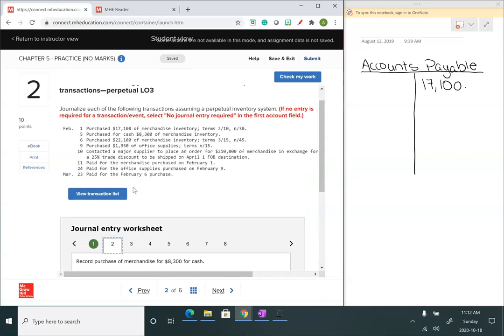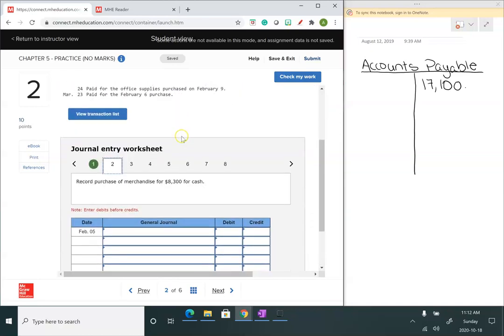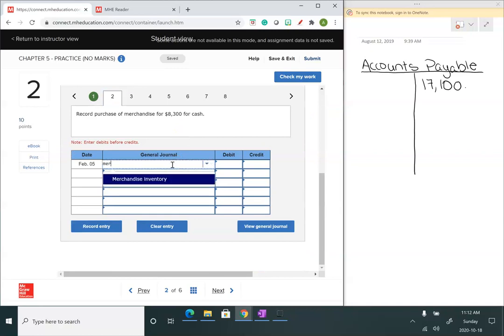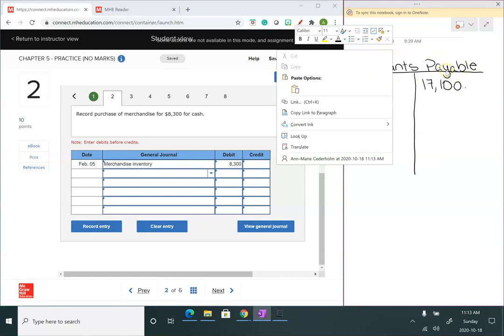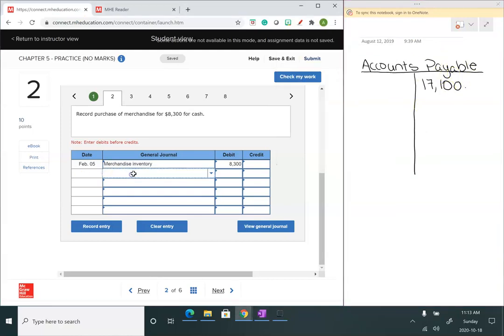And I'm just going to post that 17,100 credit. Now on February 5th, I purchased for cash 8,300 of merchandise inventory. So this one is 8,300, and since I use cash, I don't post anything to accounts payable. So you use accounts payable if you don't pay in cash.